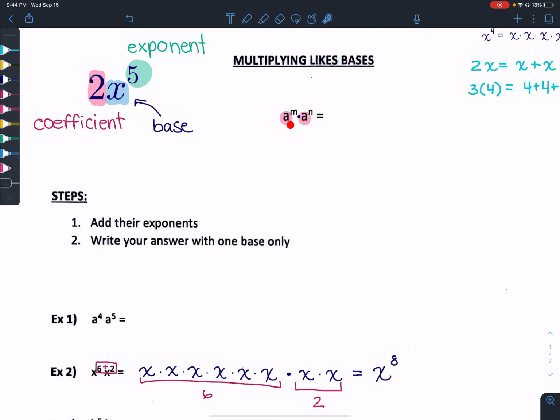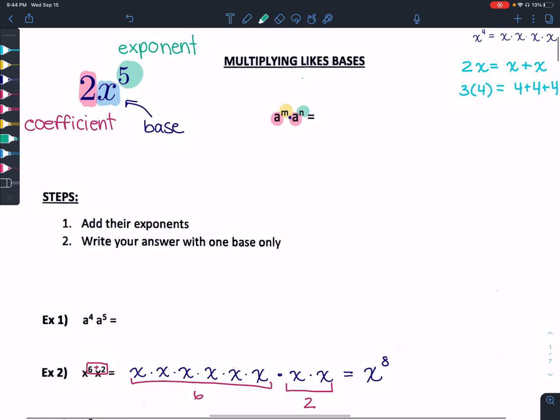This is an A with an A. It's not an A with a B, it's not an A with a C, it's an A with an A, which means these two things on the bottom, the bases, are exactly the same. On top here, we have an M and we have an N. These two could be the same, but they don't have to be. Doesn't matter what M and N are, they're most likely different numbers.